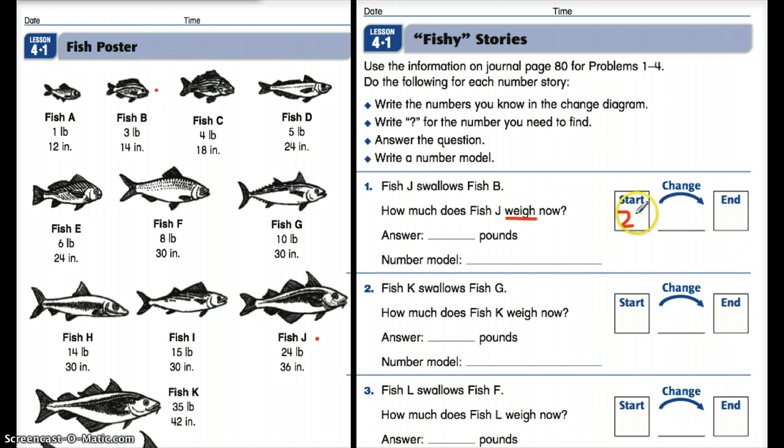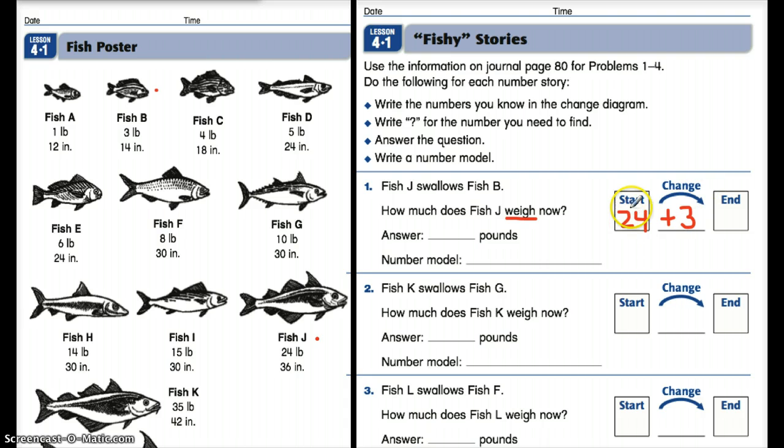Now, if he swallows another fish, he's going to have his weight plus that other fish's weight inside of his body. So he's going to get heavier, all right? So let's see how much fish B weighs. Fish B weighs 3 pounds, all right? So when fish J swallows fish B, he is going to add 3 pounds to his weight. He's going to gain 3 pounds right away. So that's how it changes. Okay, fish J changes because he adds on 3 pounds.